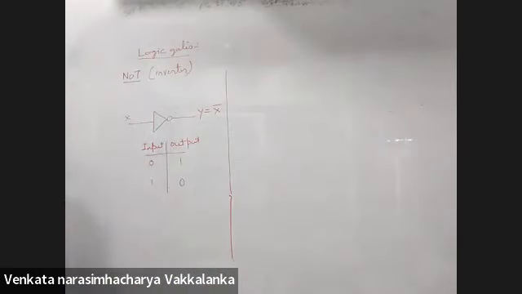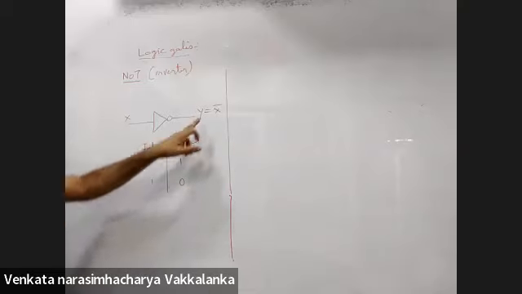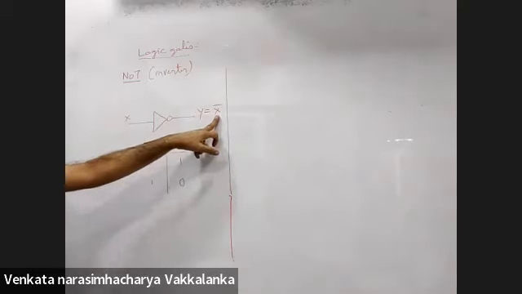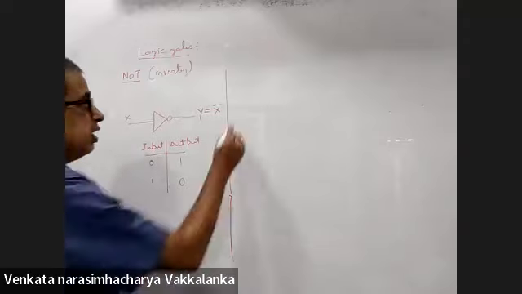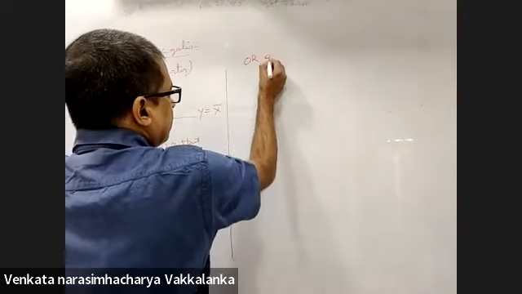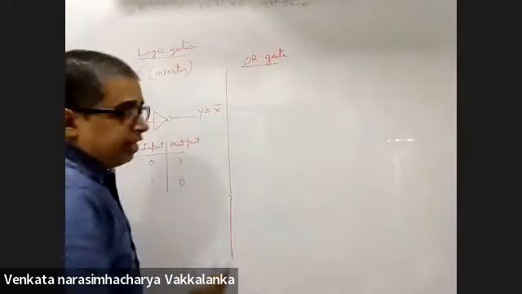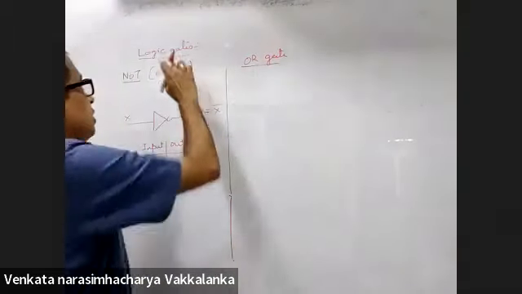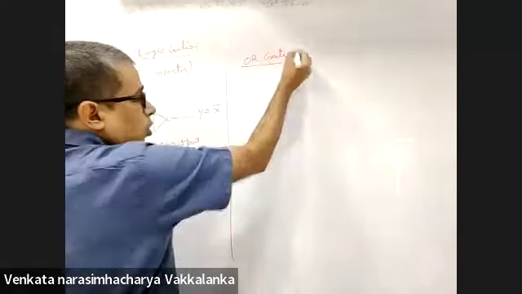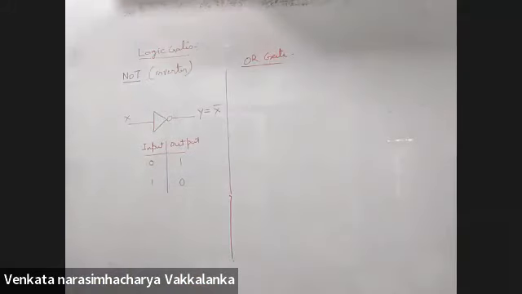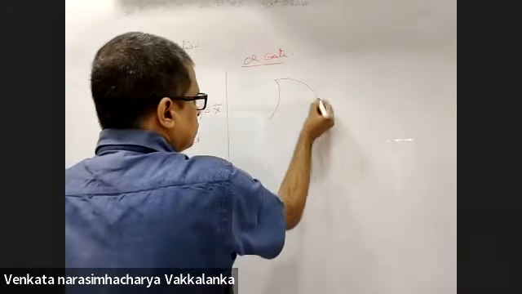NOT gate, also called an inverter, output will be X bar. Right? This is called the truth table. To my knowledge, all of you would be well versed with these gates. OR gate. Technically, gate should always be written with capital G. OR gate, OR. Symbol is like this.